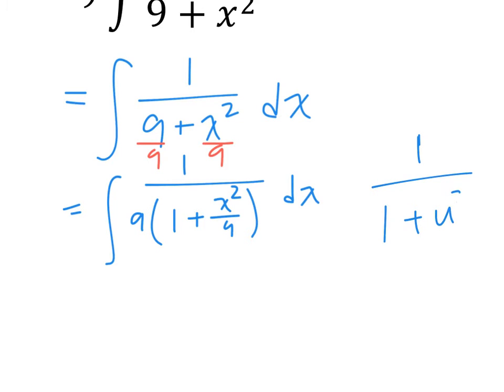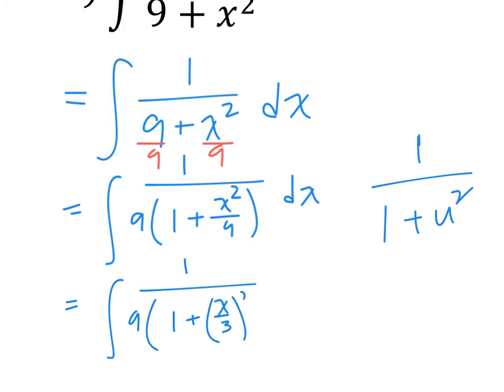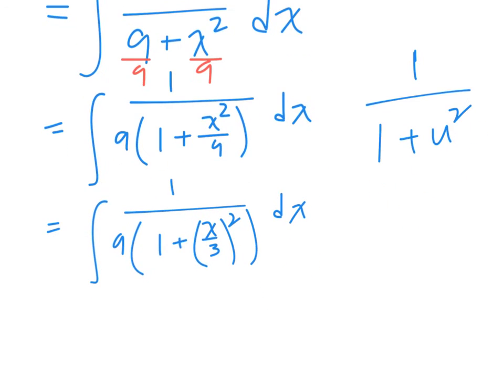Okay, next. Remember that the inverse tangent form is 1 over 1 plus u squared, not x squared over 9. So we need to change that x squared over 9 into a u squared. So what squared will give me x squared over 9? X over 3, yes. So I'm going to change this again. 1 plus x over 3 squared dx. Okay, now it pretty much looks like the inverse tangent form. Again, I don't like that 9 being there. It's kind of distracting me, so I'm going to take it out of the integral.